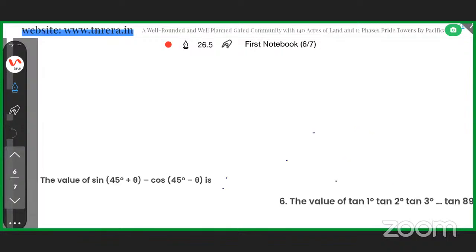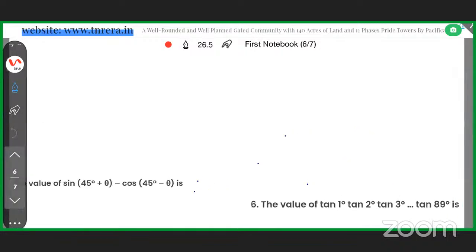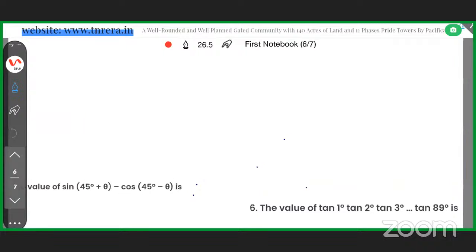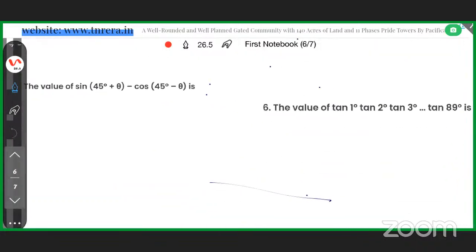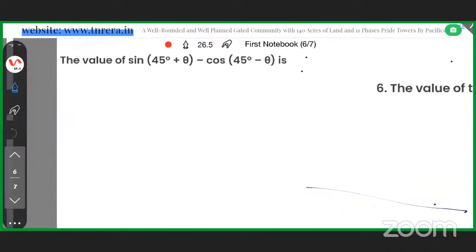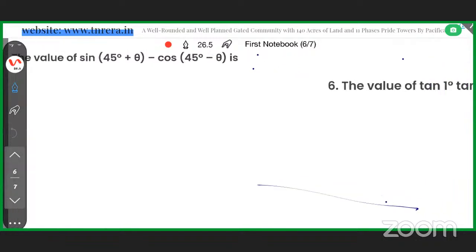Before we go to the next question, this one is very easy. Same thing, like what we did. Students, will you be able to solve this question for me? Will you be able to do this one? Try it out.